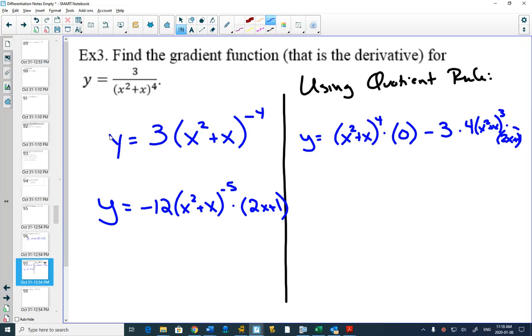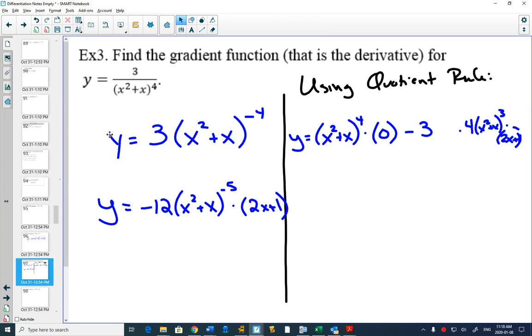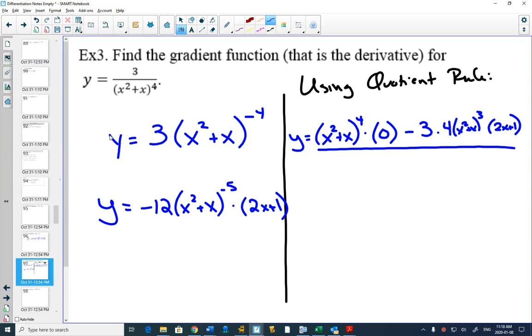Multiply by the derivative of the inside, all over the bottom squared. Squaring the 4th will make it to the 8.